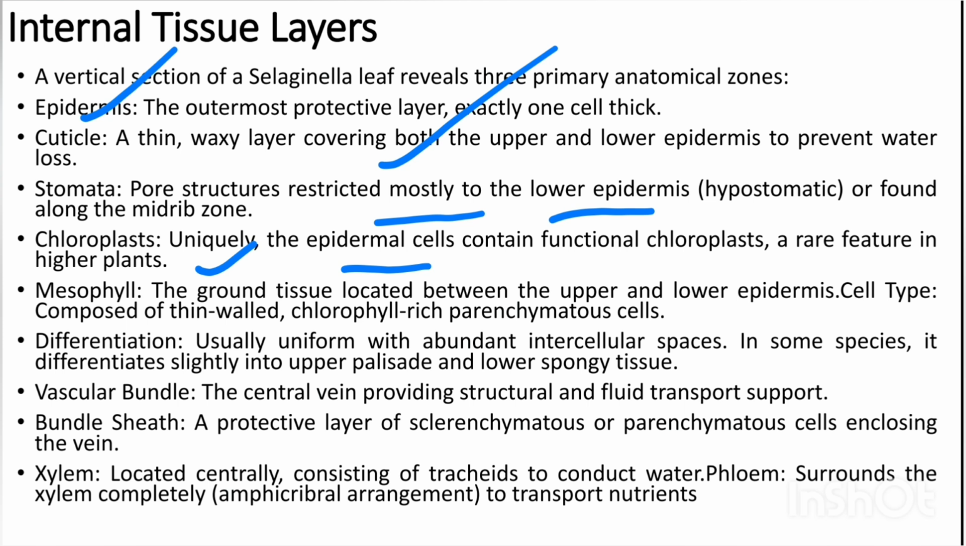Okay, then the vascular bundle is present in the middle, and the bundle sheath, which is the protective layer, can be sclerenchymatous or parenchymatous in nature, enclosing the midvein. Xylem is located centrally, consisting of tracheids, which help to conduct water, and phloem completely surrounds the xylem. It also shows the amphicribal arrangement. Okay.